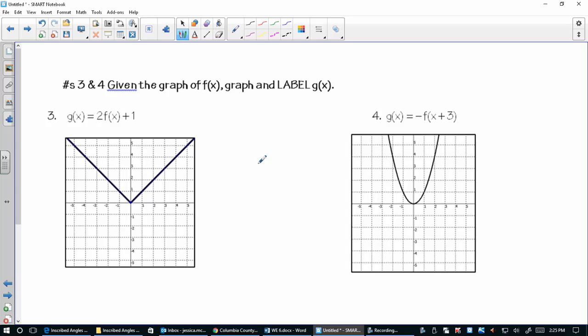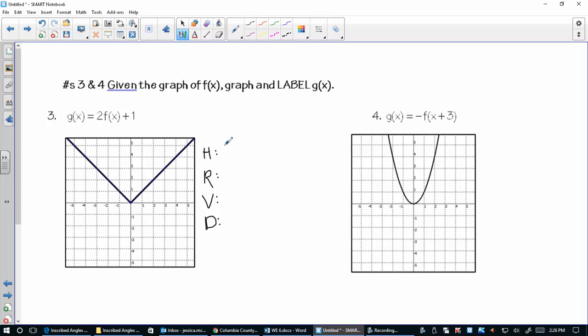So then on numbers 3 and 4, we are given a function and we are given a graph, and we are just trying to perform these transformations on the graph that we're given. So before we do that, I'm going to write this HRVD off to the side, and we're going to do exactly what we just did in 1 and 2. The only difference here is that we're actually going to graph it after we do that.